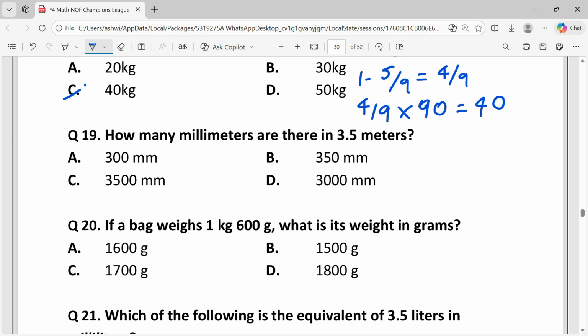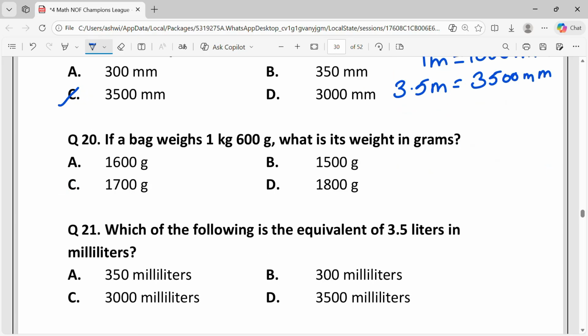Question 19. How many millimeters are there in 3.5 meters? We know that 1 meter is equal to 1000 millimeters. That is 3.5 meters is equal to 3500 millimeters. That is option C.